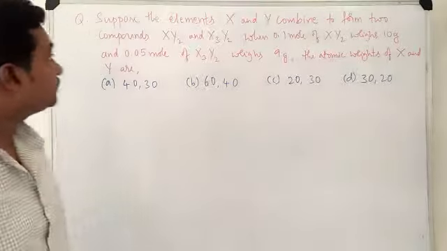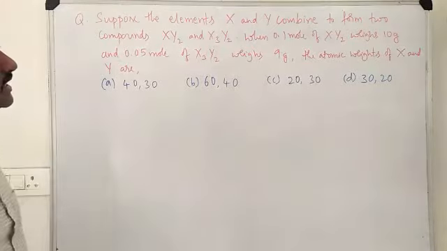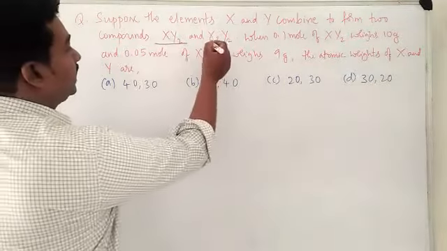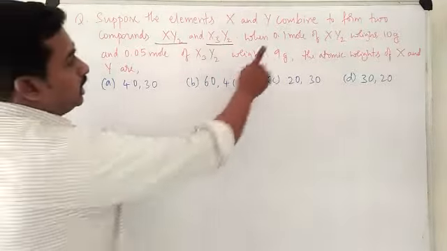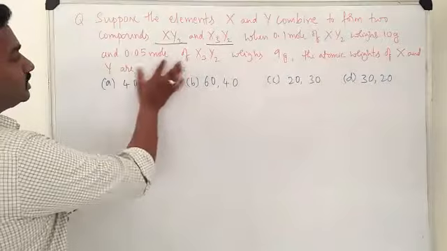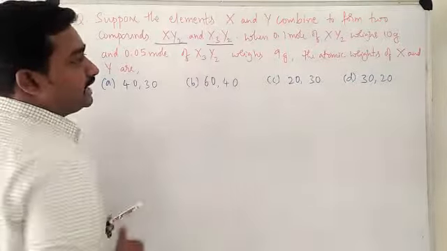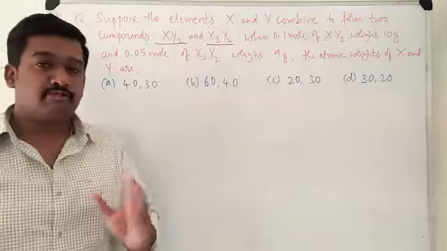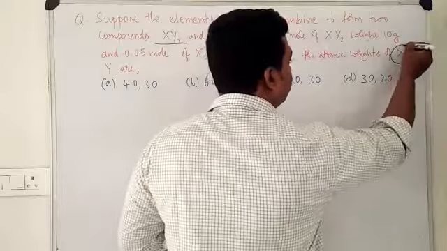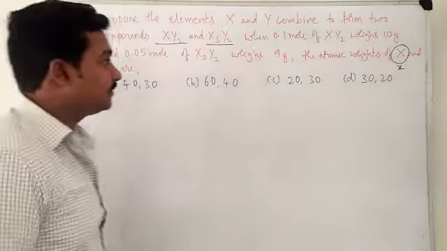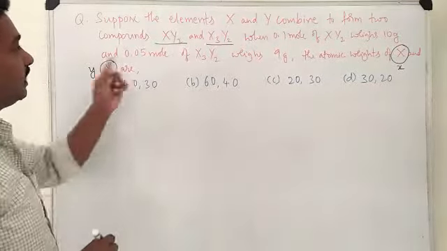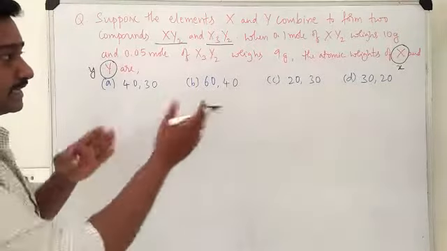Let's solve one more question. Suppose the elements X and Y combine to form two compounds, XY2 and X3Y2. When 0.1 mole of XY2 weighs 10 gram and 0.05 mole of X3Y2 weighs 9 gram, what are the atomic weights of X and Y? Okay, to solve this, let us assume the atomic mass of X as small x and the atomic mass of Y as small y.